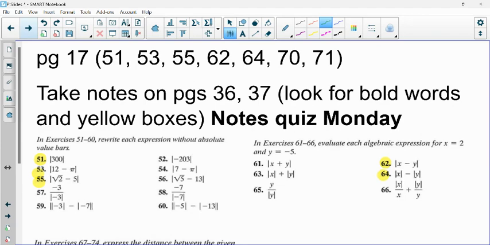The notes quiz isn't meant to be like 20 minutes. It's meant to be like 5 minutes, because if you took good notes, you should be able to answer it really quickly. It's a half sheet of paper. I think it's 5 or 6 questions. There's a couple true, false, and there's a couple that just directly come off definitions that are in the notes. So it should be a good grade, as long as you took the notes. So again, you're working on page 17, these numbers, and then taking notes on pages 36, 37.